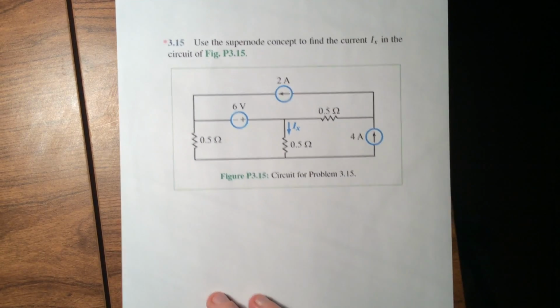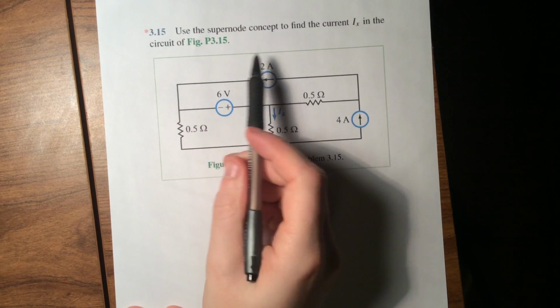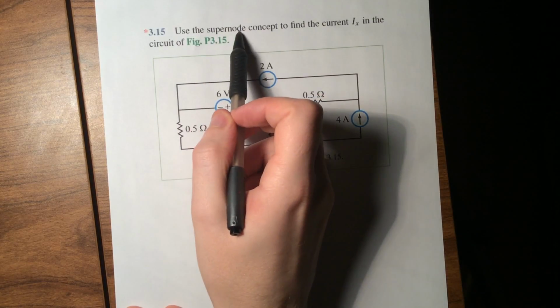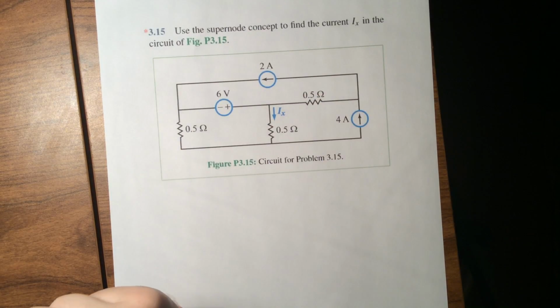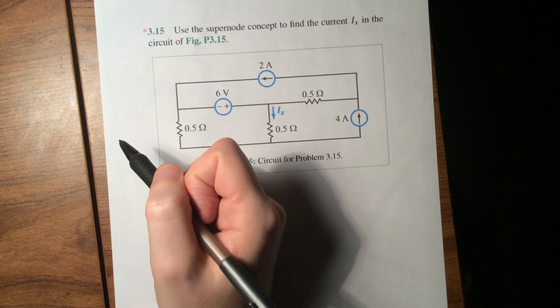All right, for this one we've got 315. We are going to use the supernode concept to find the current Ix in the circuit. It gave us a hint to use a supernode. That's a good hint. I like it. But let's just look at why and where.